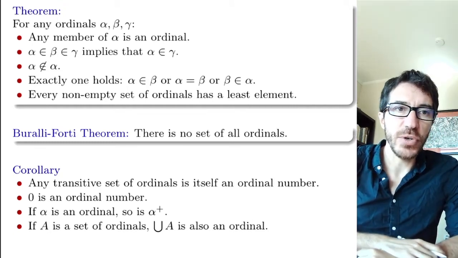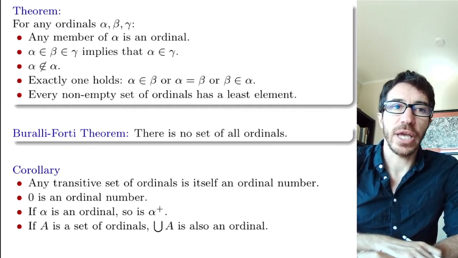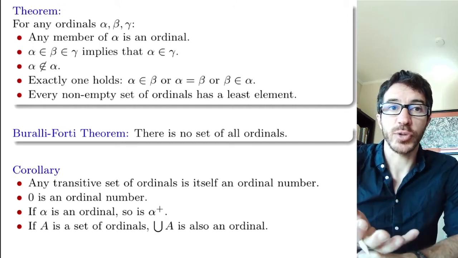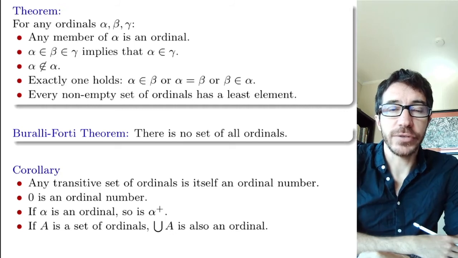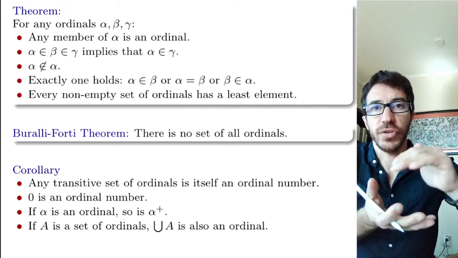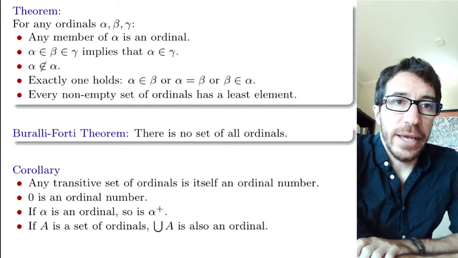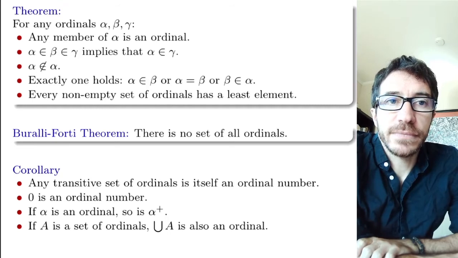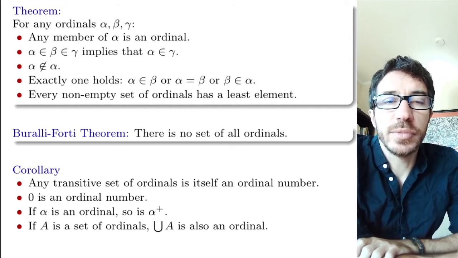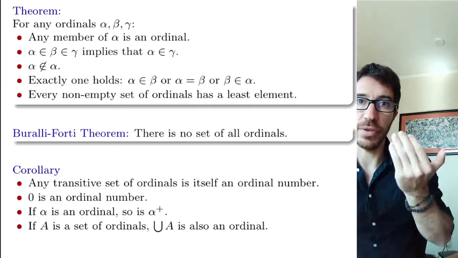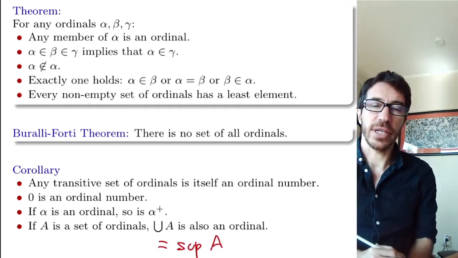If A is a set of ordinals, then the union of all the elements of A is also an ordinal. Well, this is because all the ordinals are transitive, so every element of an ordinal is also an ordinal. So the union of A will be a set of ordinals. It will be transitive too, because each of these is transitive. So if you take the union of all these transitive sets, you get a transitive set. And if you get a transitive set of ordinals, it must be an ordinal. So the union of a whole set of ordinals is itself an ordinal. And actually, this union is the supremum of all the ordinals in A, in terms of the ordering that we have among ordinals.